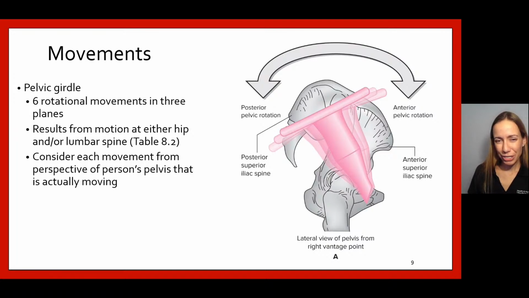And then one final point just to keep in mind while you're learning these movements is that each movement is going to be from the perspective of the person's pelvis that is actually moving. So when you're looking at an image on a page, remember to mirror the sides of the body that you're referring to. So looking at the page is going to be the person's right hip or right pelvis, or the person you're looking at's left hip, left pelvis. So reverse your right and your left.